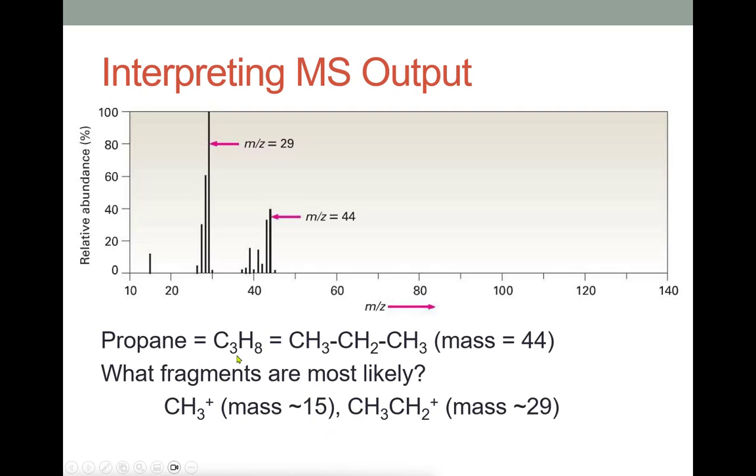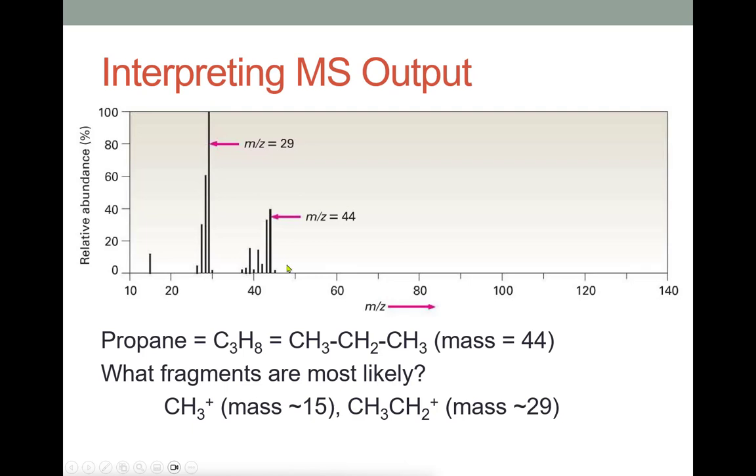And if we look at propane here, C3H8 does have a mass of 44. Its structure would look like this if we were to spell it out. And so we want to think about what fragments are most likely. Remember that occasionally when a molecule gets ionized in that ionization chamber, one of the bonds will break. And we could just lose a hydrogen. Sure, we could break a hydrogen off of a carbon, and that might account for this peak at 43, for instance, if we lost that 1 mass unit.